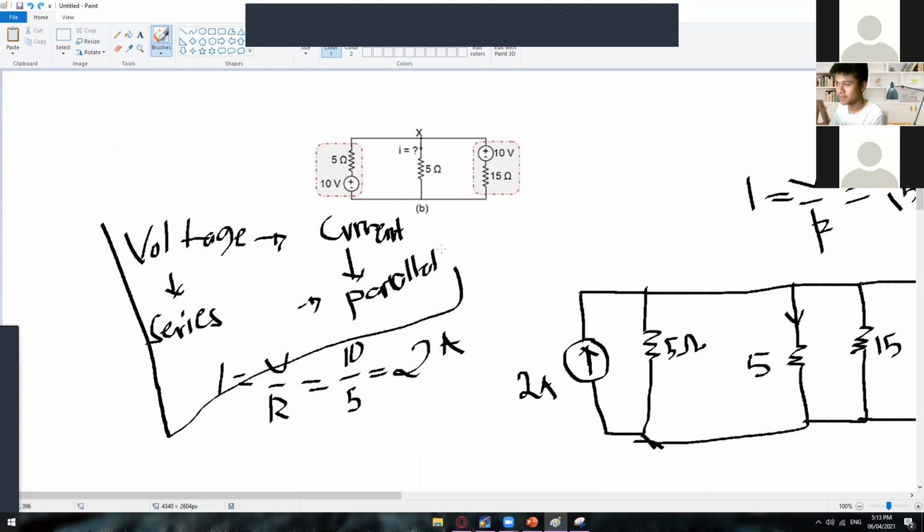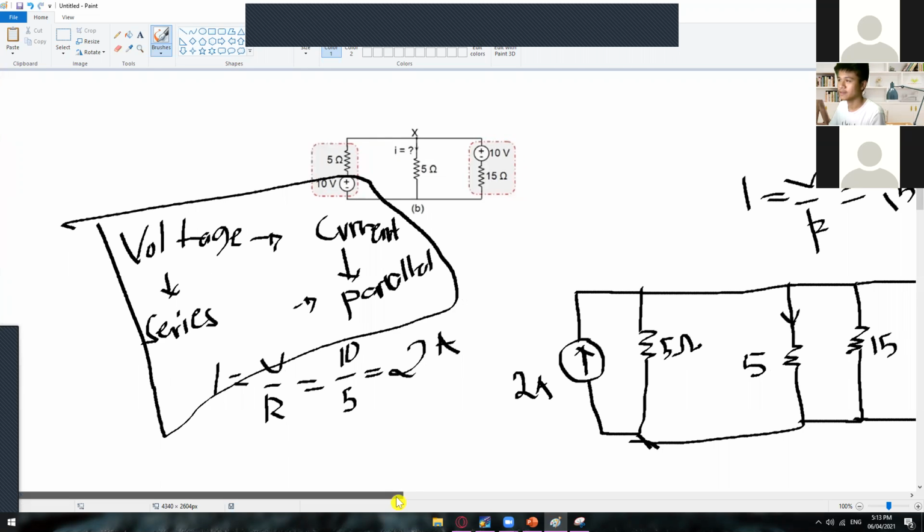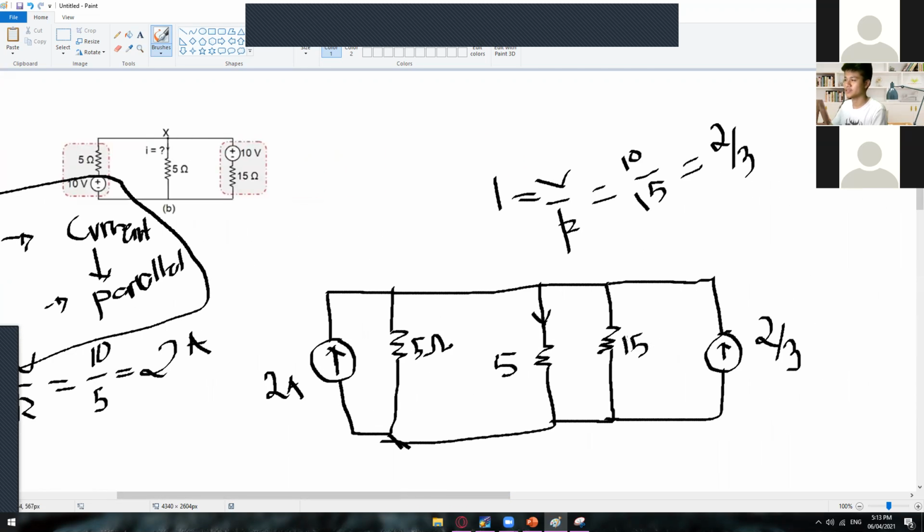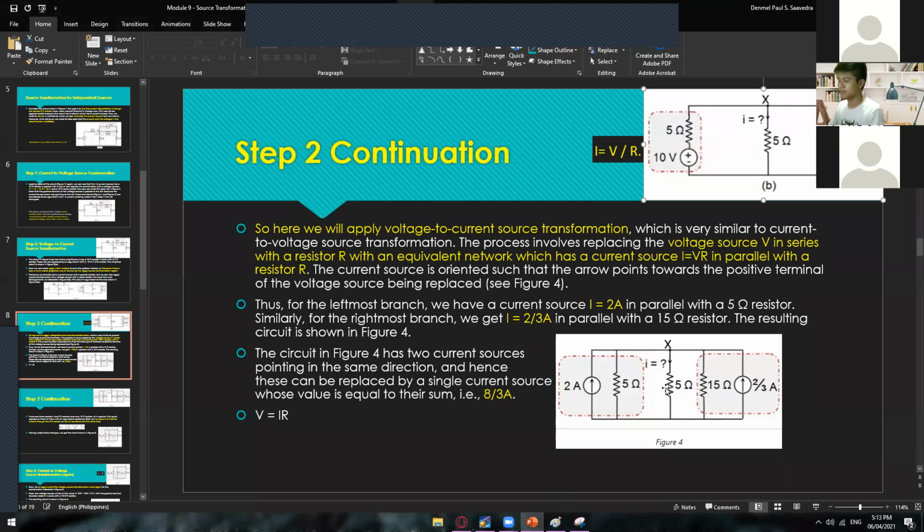Again, I only have this graphical representation. This is your basis when it comes to transforming a source. For you to be able to transform a voltage source, it must be in series connection, and from voltage it will become current. Once you have transformed that voltage source, it will become parallel in connection. That is why we now have a parallel connection for the resistance in here. That's how we came up with this figure.